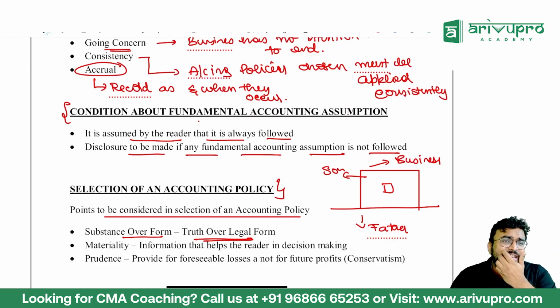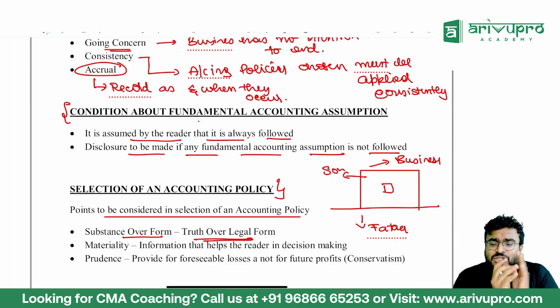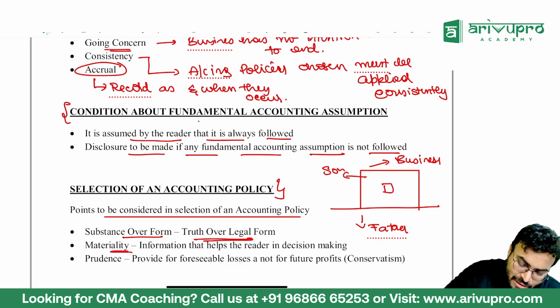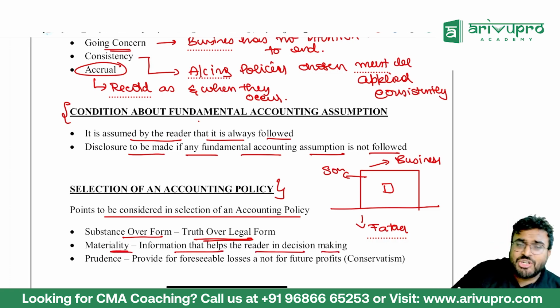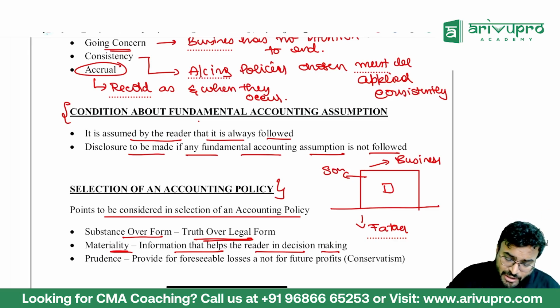Or we have finished the hire purchase chapter. In the hire purchase chapter, what we used to do, the owner of the asset is the hire seller only till the last installment is paid, but depreciation is calculated by the hire purchaser. Now, materiality: information that helps the reader in decision making. Materiality means don't stuff all the information on the reader. Don't put everything on the reader's head. Only what is important for the reader for decision making, give that to the reader.